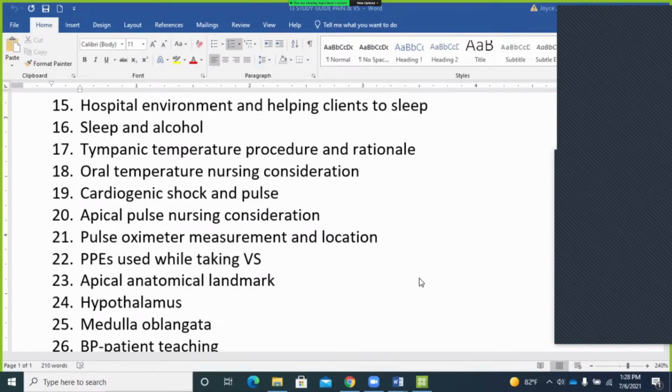Okay, guys. It's going to give you isolation precautions again. Like, if I have droplet precaution and you're taking my vital signs, what main PPEs are you going to wear? Droplet. Mask. Okay? Remember, mask. If it's droplet or airborne, main PPE, mask.